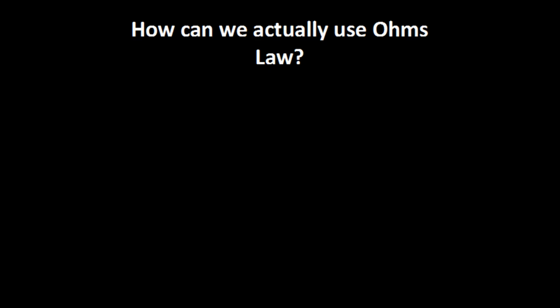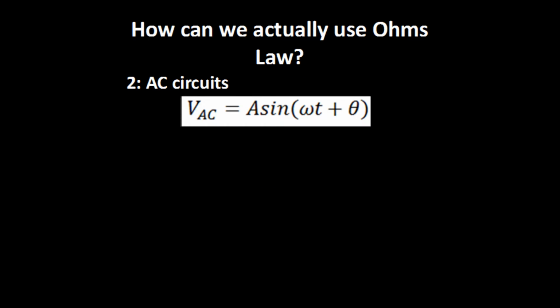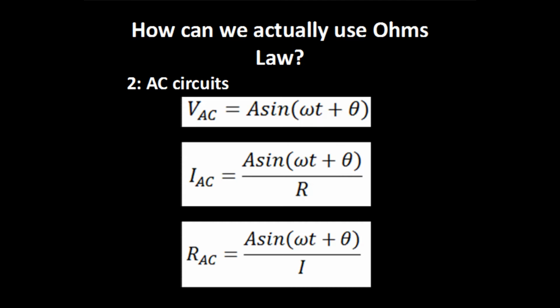We see all this and think, how can we use this? Well, firstly, if we know two of the unknowns for any circuit, the third can be calculated using the simple relationship and rearranging the formula. Secondly, for AC circuits with a voltage defined as shown, relationships for both AC current and AC resistance can be easily formulated through Ohm's law.